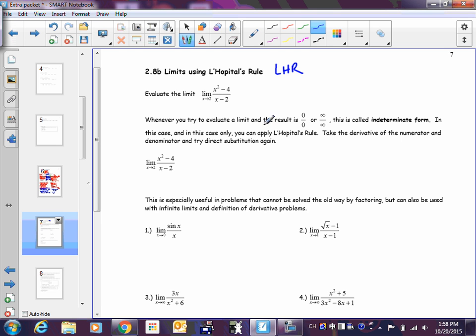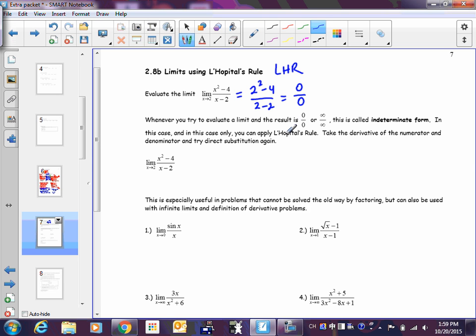And so how do we evaluate limits? I mean, we just did this. So what did we do to evaluate those limits? Plug it in. 2 squared minus 4 over 2 minus 2. And in this case, we don't get a number. We get 4 minus 4 over 2 minus 2, or 0 over 0.